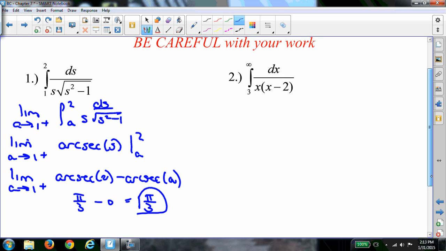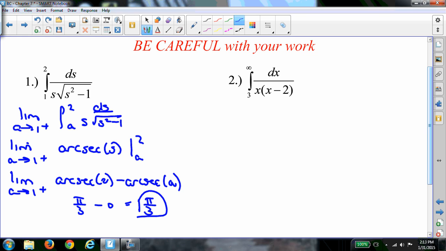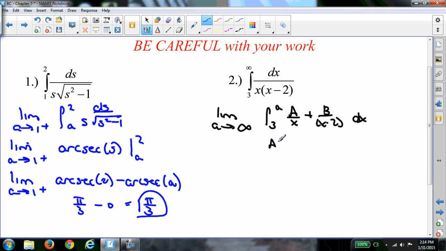Over on the right, this is the one going to infinity, and infinity is not a number. So again, you had to rewrite it using limits. So this one we're going to say the limit as a approaches infinity. Now you can only approach infinity from one direction, so you don't need the plus or minus sign. The integral from 3 to a, and this one you can see because of factors, we're going to use partial fractions. So this means that a times (x minus 2) plus bx needs to equal our numerator, which is 1. Substituting in x equals 2, b will equal 1/2. Substituting in x equals 0, a is going to equal negative 1/2.